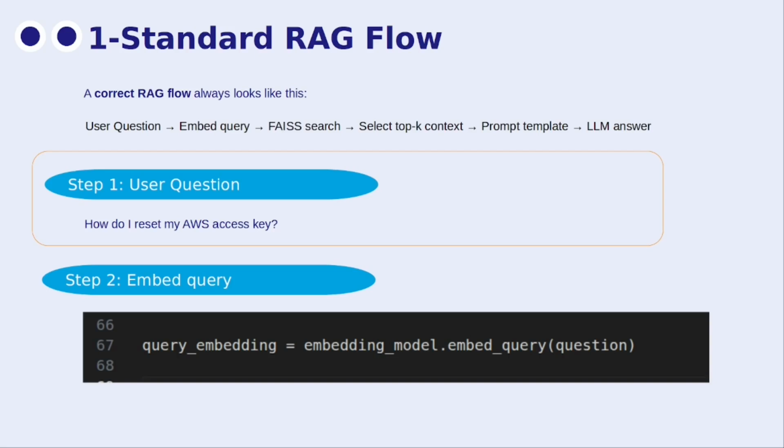Step number 1, user question. Everything starts with a user question. Example: how do I reset my AWS access key? This is just plain text. The LLM cannot use it directly to search.